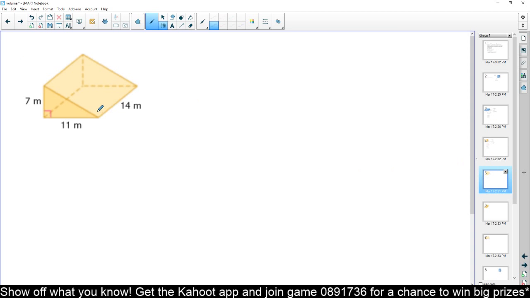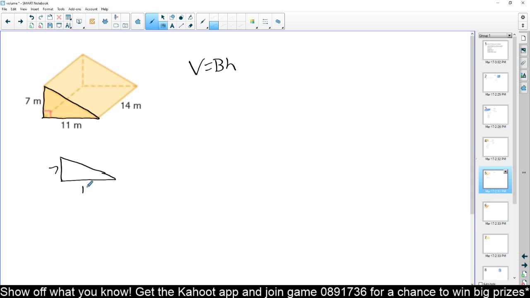What if we take it a step further? What if we have a triangular prism? Well, our formula is still the same. Still area of the base times height. This time, we don't get to choose. If it's a triangular prism, then the base has to be a triangle. Doesn't matter what's on the bottom, right? If it's a triangular prism, the base is a triangle.